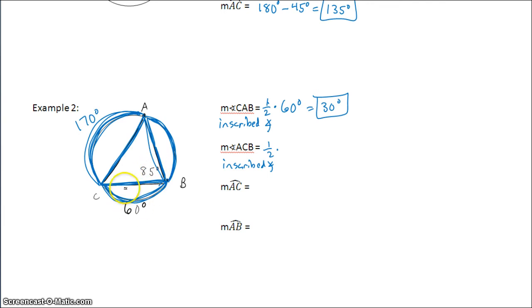So if I have 60 degrees and 170 degrees, I need 130 more degrees to get to 360. So to figure out this arc, I double the inscribed angle. To figure out this arc, I need to find the total 360 degrees. So heading back to angle ACB, I'm going to have 1/2 the measure of the intercepted arc. So 1/2 of 130 degrees is 65 degrees.